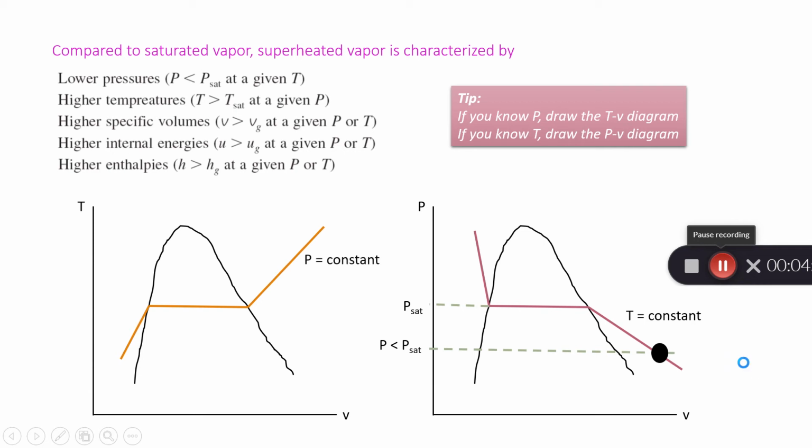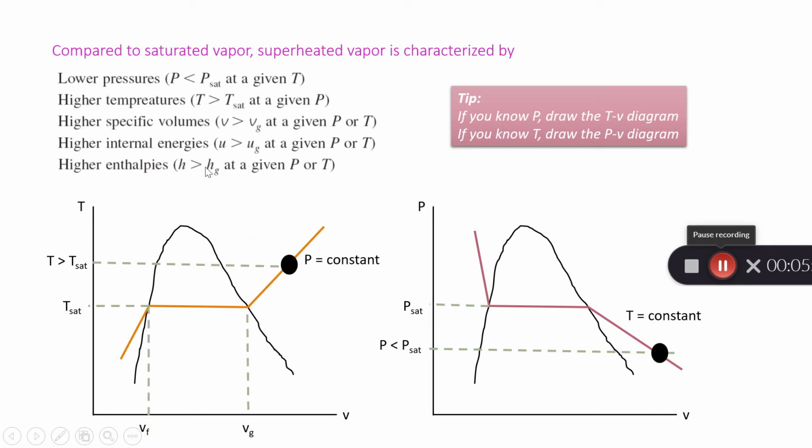Now, it also generally has higher temperatures than the T sat value at any given pressure. So this is the TV diagram. This is a constant pressure that you already know. This is the T sat, and the superheated vapor will have a temperature higher than T sat. So it will cross in the superheated vapor region. Compare it to saturated vapor, which is here. Superheated vapor is higher in temperature.